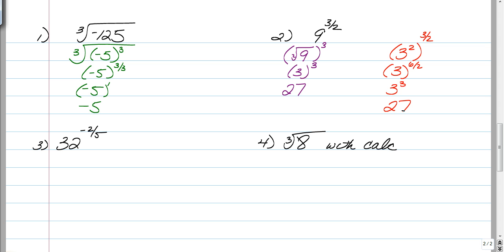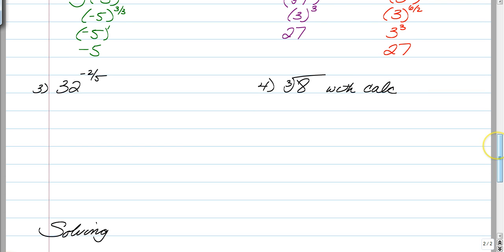Again, it's a little confusing until you practice. However, being really good at manipulating exponents and radicals is going to be a very big help for you this chapter. Okay? So, number 3 says 32 to the negative 2/5 power.